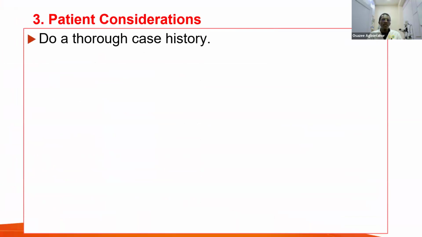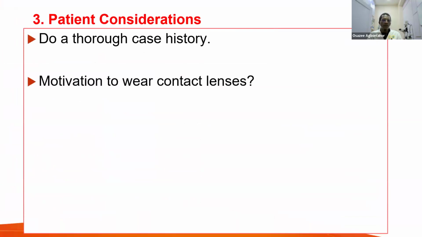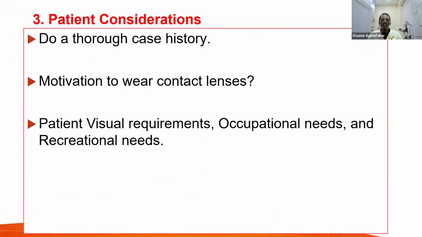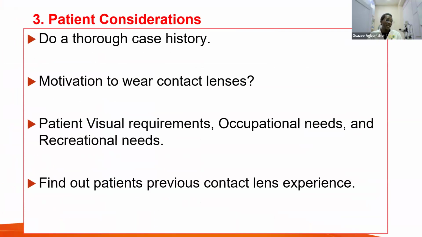Considering patients, do a thorough case history. We've said that before. Motivation to wear contact lenses. We've said all of this before. Now, occupational needs. This is very, very important. I mentioned earlier that for some occupations we prioritize near vision. For example, fashion designers are always looking at the needles. Their major concern is near. While for maybe footballers, their major concern is distance. So you must be able to know what their occupational or recreational needs are and also meet those needs.